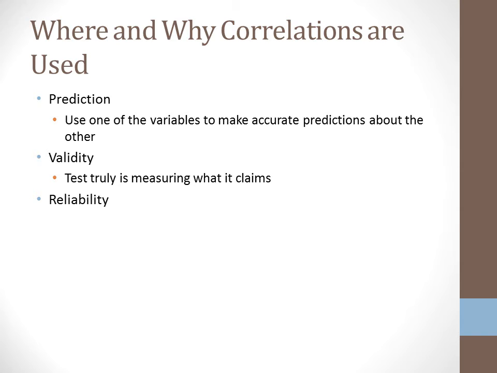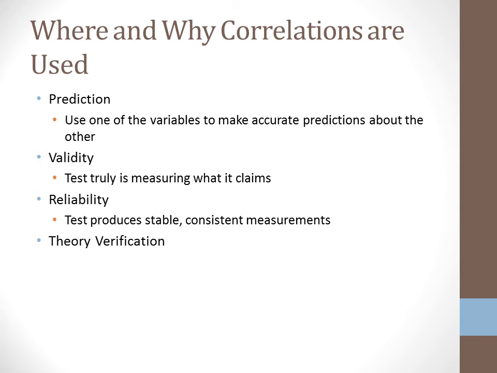Correlations are often used to determine reliability. A procedure is considered reliable to the extent that it produces stable and consistent measurements. One way to evaluate reliability is to use correlations to determine the relationship between two sets of measurements. When reliability is high, the correlation between the two measurements should be strong and positive.